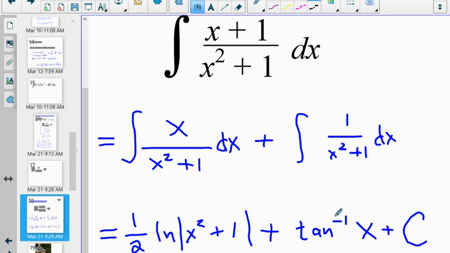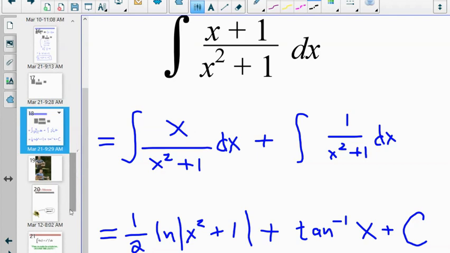Technically, I've got a plus c on both of these. I'm adding two arbitrary constants together, and I'll just say that this arbitrary constant plus that arbitrary constant is some other arbitrary constant that I will call c. So there we go. Just a sneak preview.